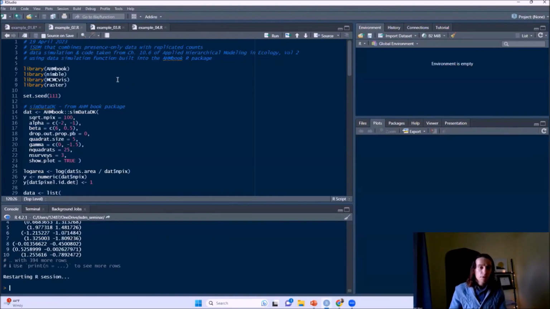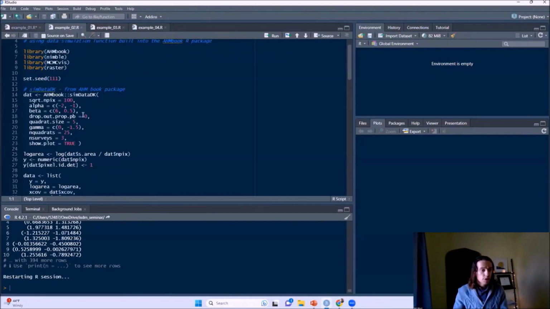And so the second example is an iSDM that combines presence-only data with replicated counts. And this model I've adapted from the Applied Hierarchical Modeling in Ecology, second volume. So really all I've done here is I've taken their JAGS code and I've converted it to Nimble. And so we're going to use a data simulation function that they provide in the R package that accompanies the book. So a big shout out to Andy Royle and Marc Kéry for that awesome book and for this example here.